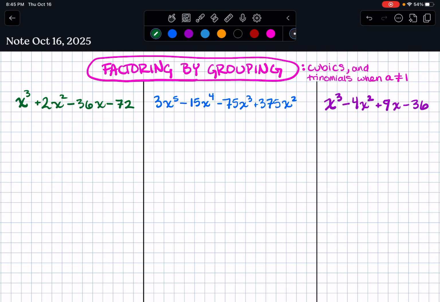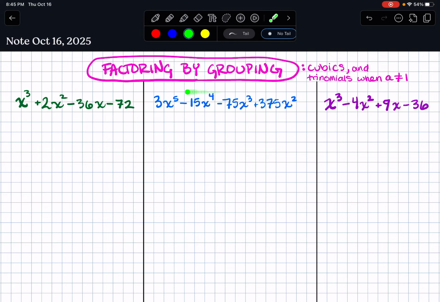So in my green expression, I'm going to look at the variables first. I see that not every term has an x in it. I have a constant term, and all my other terms have x's, so there's no GCF with an x. And some of my terms just have a coefficient of 1. So it doesn't appear that there is any useful greatest common factor across the entire expression here.